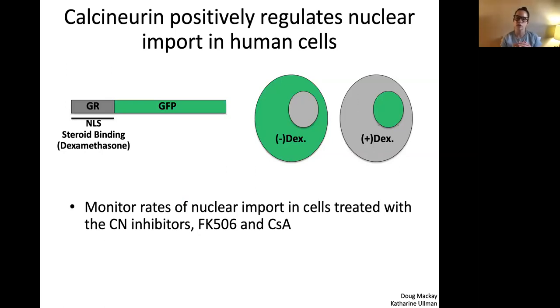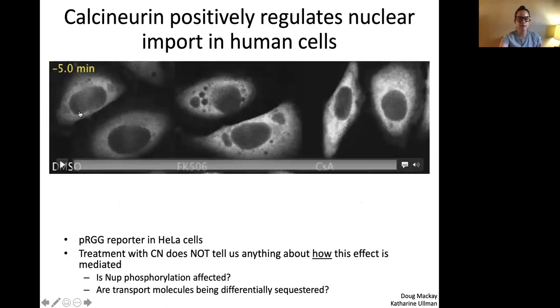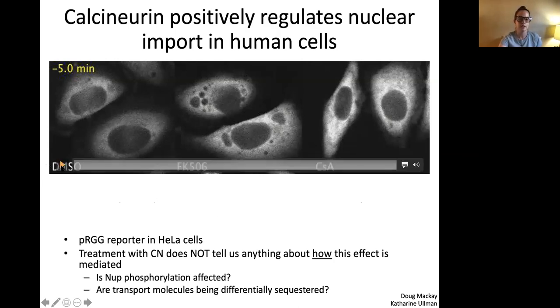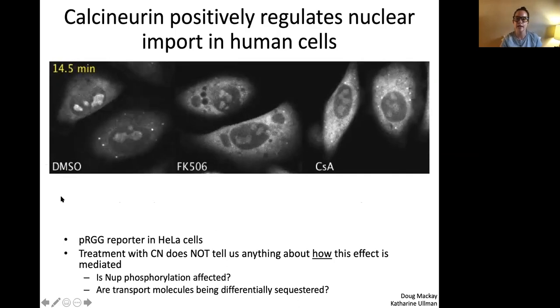And these cells would either be treated with a vehicle control or with calcineurin inhibitors, and then look to see if there are any differences. And that's exactly what we've done here in these videos. So you've got HeLa cells. We're showing 2 cells from each condition, the DMSO, FK506, or cyclosporin. And these are HeLa cells that are imaged every 30 seconds over 90 minutes.